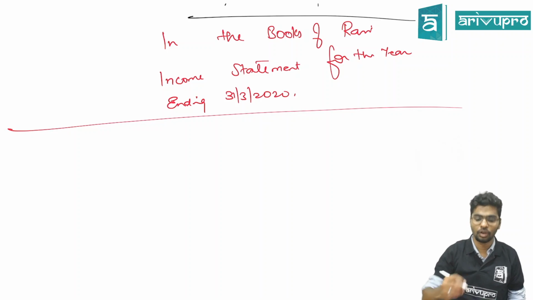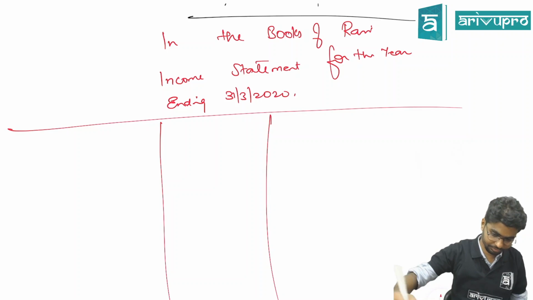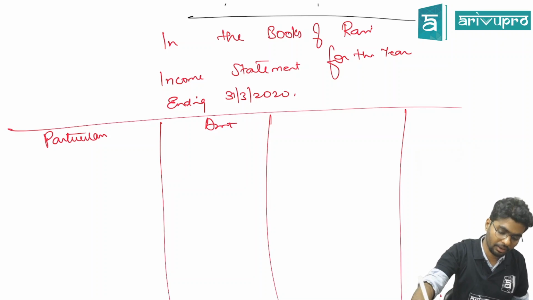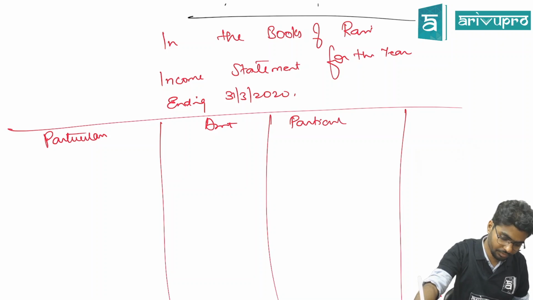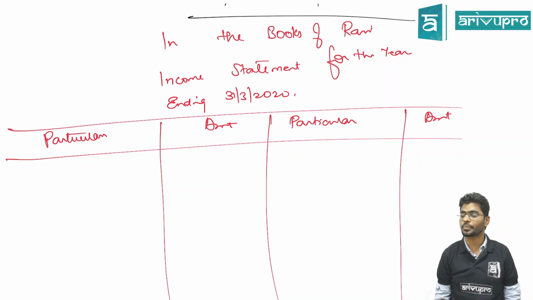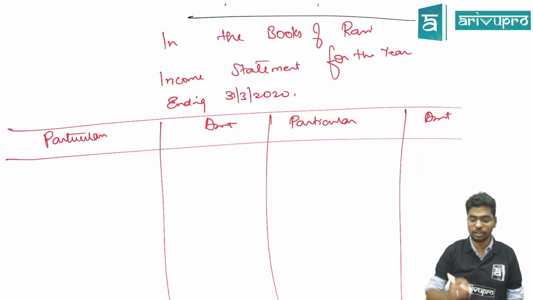4 columns. That is particulars, amount, particulars and amount. Are you guys clear till here?